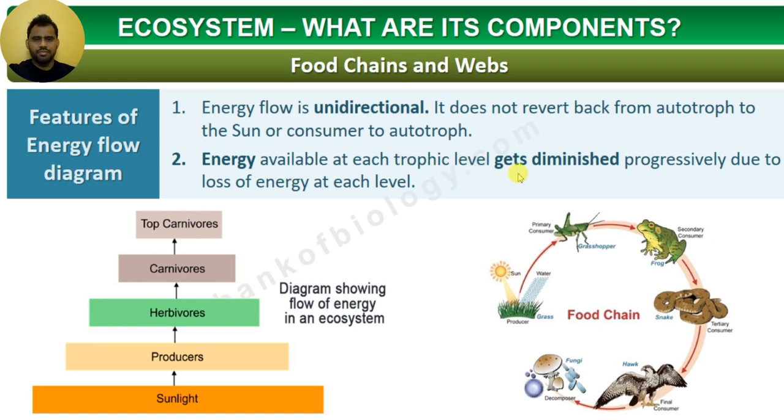Energy available at each trophic level gets diminished. Diminished means reduced progressively due to loss of energy at each level. Loss of energy can be in any form, like loss in the form of heat. This is the food chain, which has been explained multiple times. Producer is the grass, with water and sunlight, then grasshopper the primary consumer, frog the secondary consumer, snake the tertiary consumer, and the final consumer is the hawk. Then it is decomposed, and the fungi and other decomposers eat the decomposed hawk.